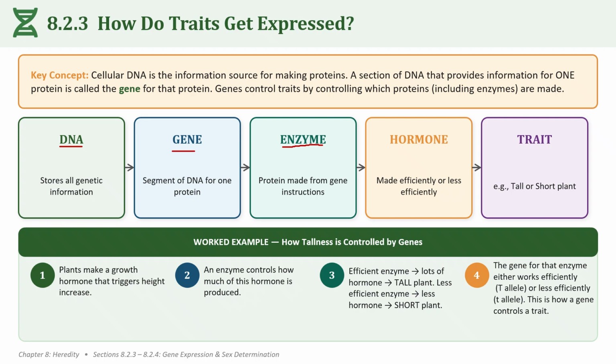These reactions produce hormones or other substances that finally result in the expression of a trait. The example I have given here is height in pea plants. In pea plants, a gene controls the production of an enzyme that helps in the formation of a growth hormone. So an efficient enzyme means more growth hormone, which means tall plants. A less efficient enzyme means less growth hormone, automatically short plants. So genes control traits indirectly by producing proteins.